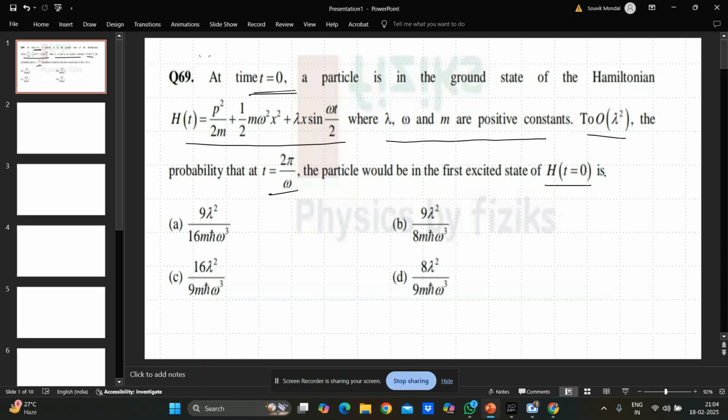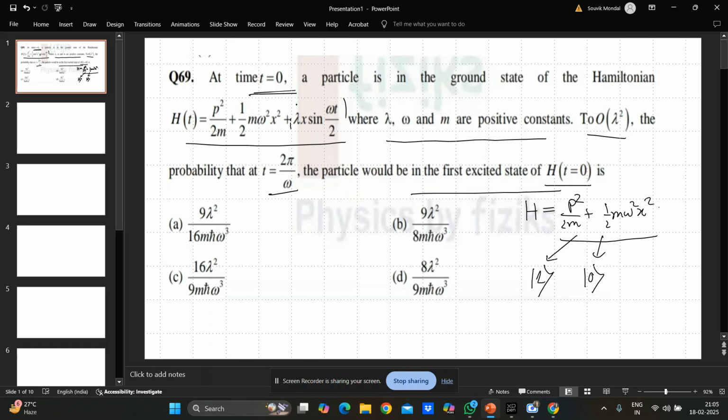Okay, so the language may be a bit confusing. Let me simplify it for you. So H at t equal to 0 is what? If you put t equal to 0 here, this term will vanish. So H at t equal to 0 is simply p squared by 2m plus half m omega squared x squared. This is the harmonic oscillator potential, the harmonic oscillator Hamiltonian. The question says that it is in the ground state of this Hamiltonian, and you have to find the probability that it will be in the first excited state of this Hamiltonian.